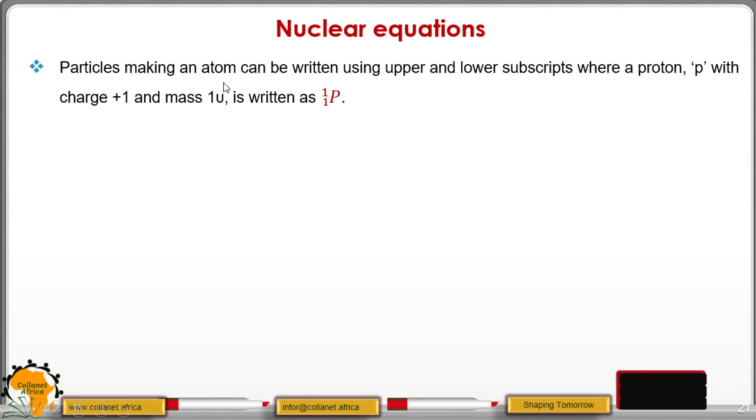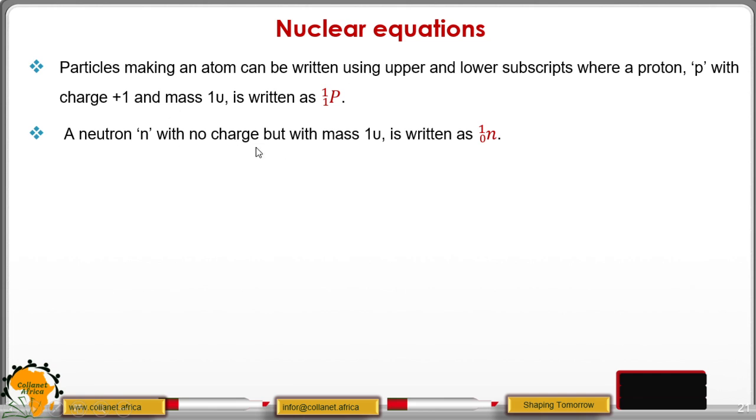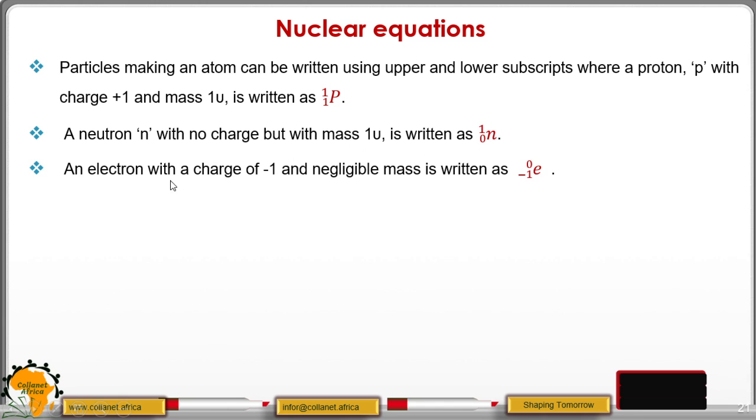Now, if you recall, we know that atoms are made of particles, and these particles are protons, neutrons, and electrons. These particles can be written using upper and lower subscripts. For instance, a proton with a charge of +1 and a mass of 1 unit is written as 1,1 P. A neutron has no charge and a mass of 1 unit, therefore it is written as 1,0. An electron with a negative charge and a negligible mass is written as 0,-1. Note that the upper one represents the mass and the lower one represents the charge.